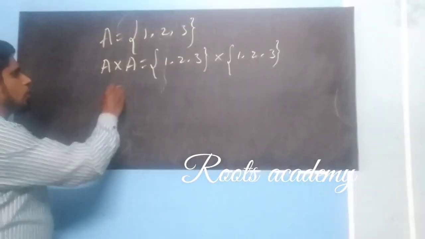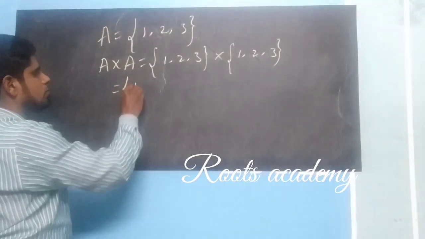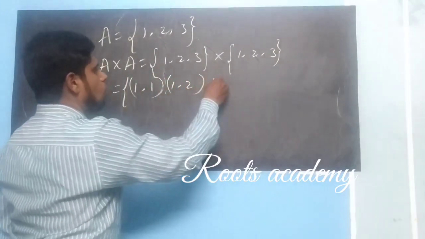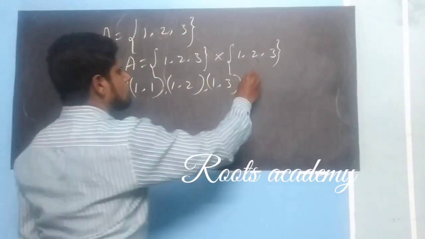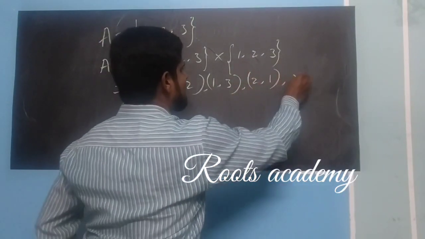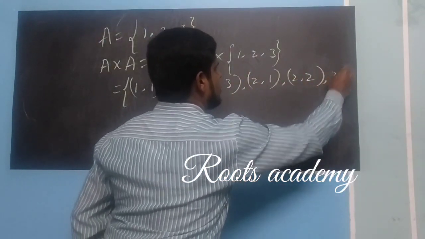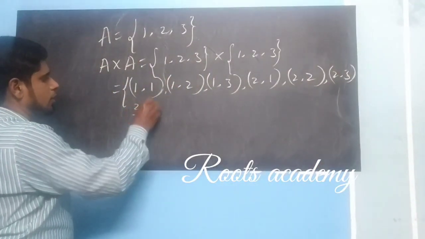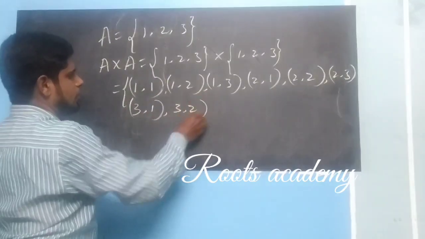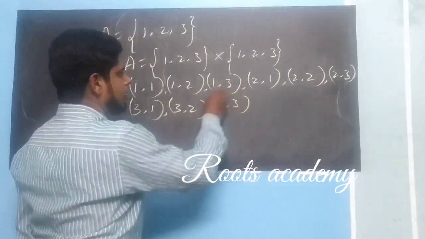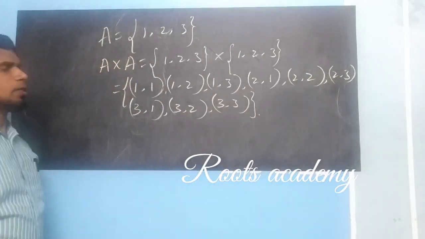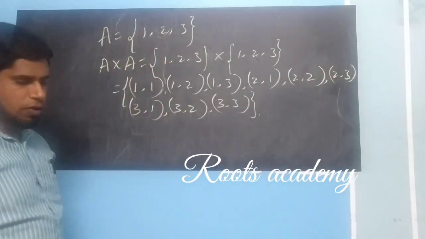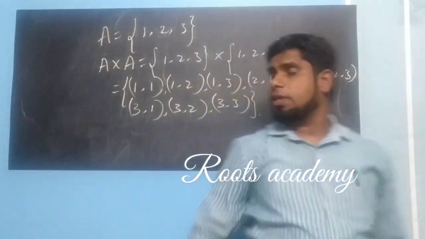So the Cartesian product of this set is (1,1), (1,2), (1,3), (2,1), (2,2), (2,3), then (3,1), (3,2), (3,3). These are the ordered pairs of A cross A, and in this way we will multiply a single set with itself.